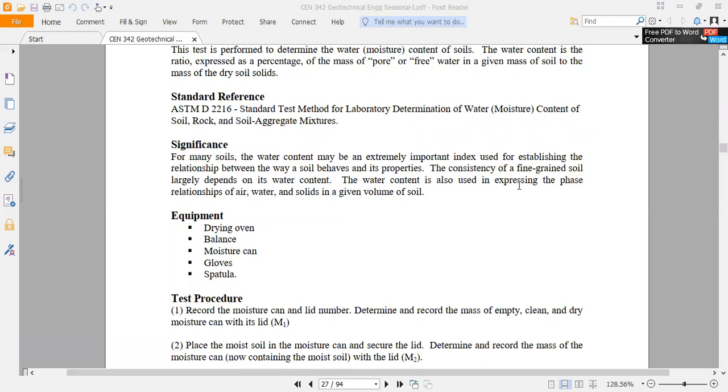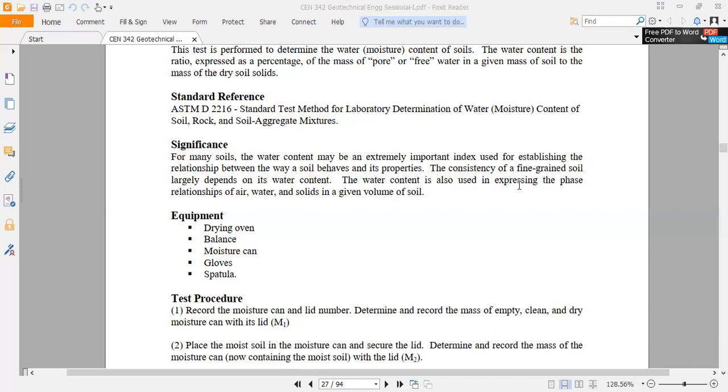If we want to know the behavior of soil, how the soil reacts, how the soil acts, or if we want to establish a foundation, we have to know exactly how much water content is available in that soil. So it is very important for us to test the soil for its water content. If we know the water content of a soil, then we can easily understand how it will behave and what its real properties are.